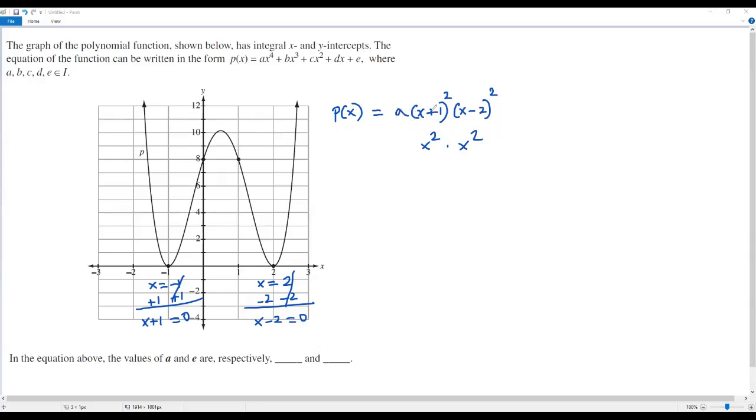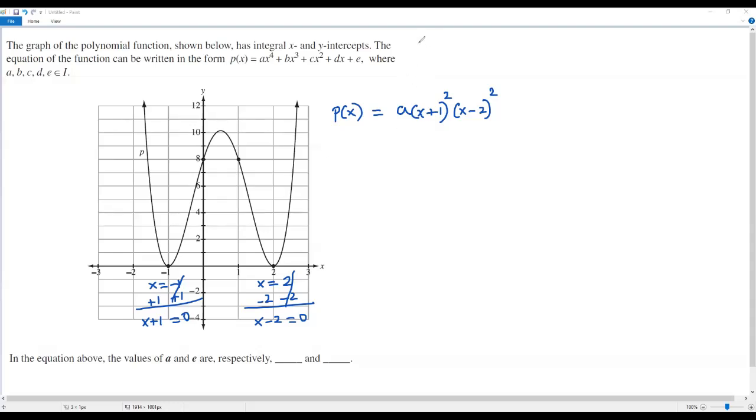So a times x square from this factor, and x square from this factor. When I combine all this, a times x square times x square, I'll get a times x to the fourth power. Okay, so now we have the polynomial function from the factors x plus 1 and x -2. That is p of x equals a times x plus 1 the whole square times x -2 the whole square.